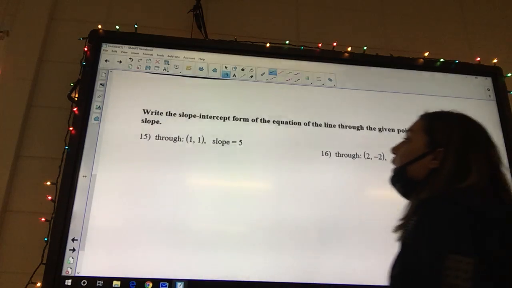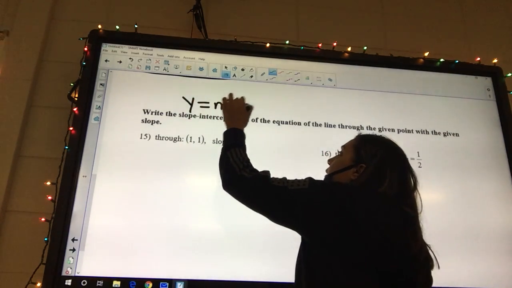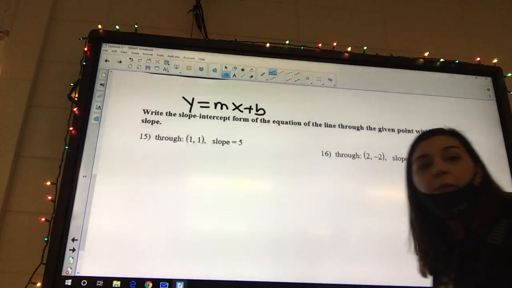Okay, so 15, it says write the slope-intercept form, y equals mx plus b. That means that's what I need my answer to look like.